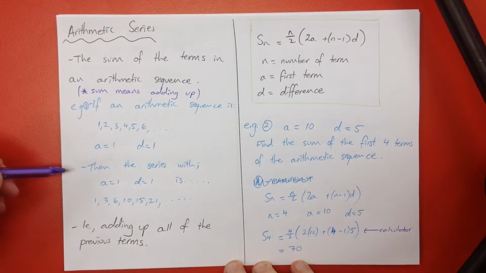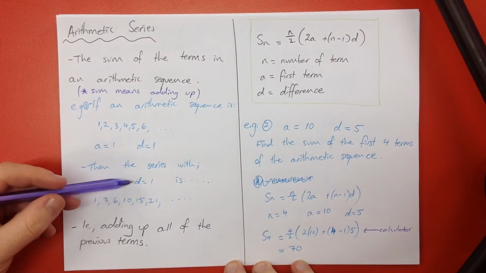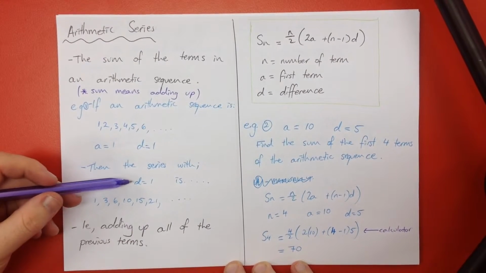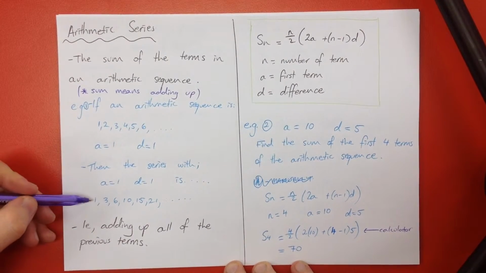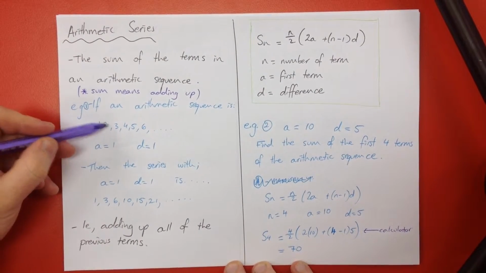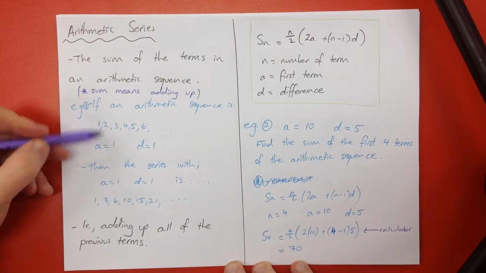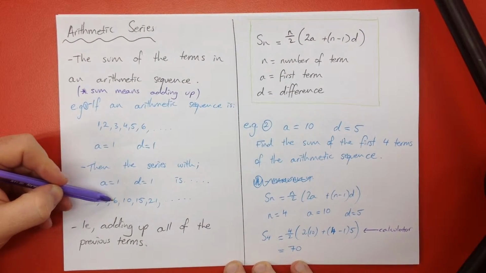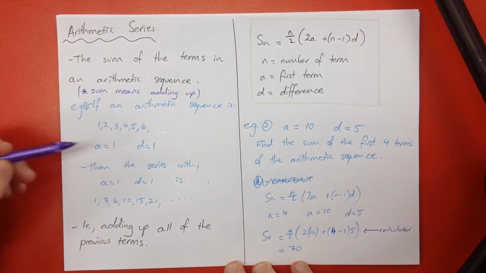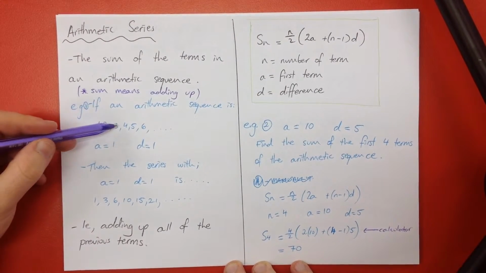So if we want to write that as a series with the same sequence, where a is 1 and d is 1, first term 1, difference 1, we could write the series like this. Here's the first term, 1. The second term, however, is the first 2 added together. So 3 is 1 plus 2. And then 6, the third term in our series, is 1 plus 2 plus 3. And then the fourth term, 10, is 1 plus 2 plus 3 plus 4.